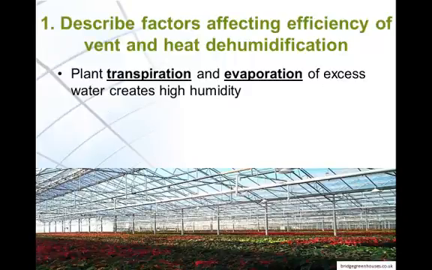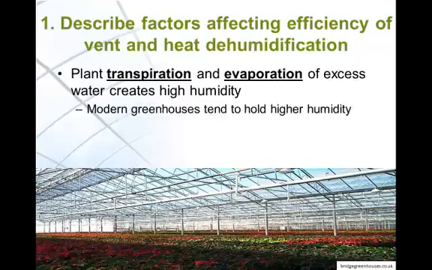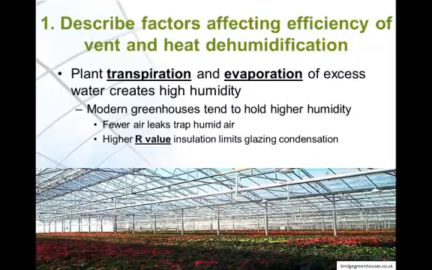Plant transpiration and evaporation of excess water creates high humidity in the greenhouse. Humidity management is high priority in greenhouse plant production and has become more necessary in recent years. Older greenhouses naturally purged moisture through air leaks and by forming condensate on poorly insulated cold glazing. This condensate on the greenhouse glazing could then be drained away. Newer greenhouses with fewer air leaks and higher R-value glazing hold humidity.